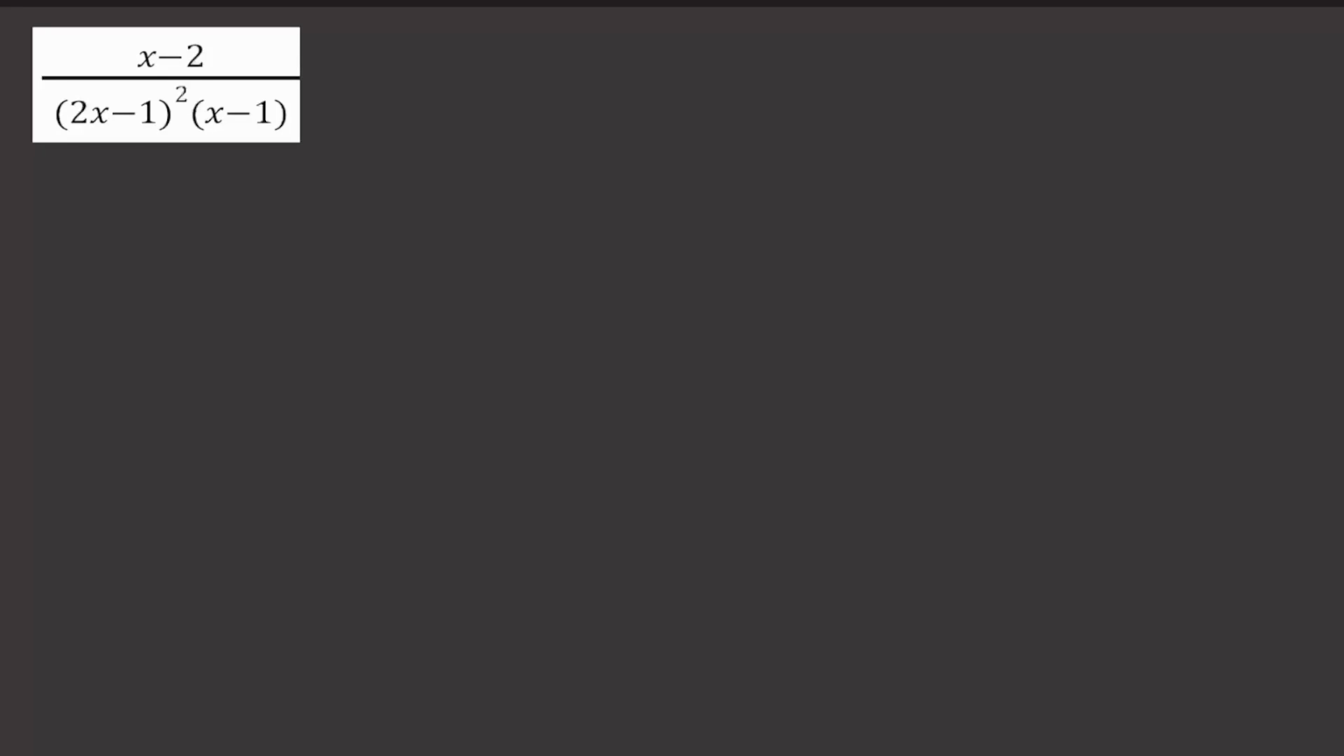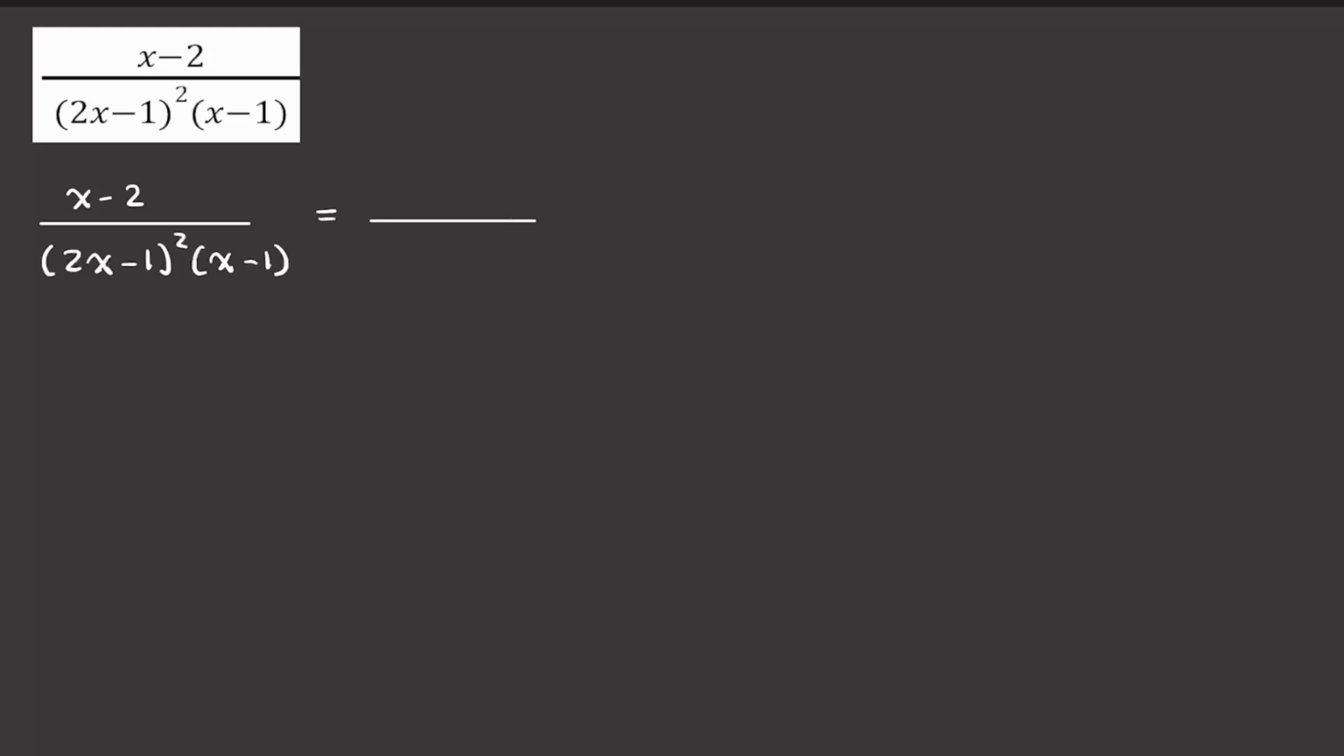So these problems will be applying the partial fraction decomposition, but this time we have repeated factors. Whenever we have repeated factors, the way we set up the problem is we have x minus 2. Now notice this problem is already given in factored form: 2x minus 1 squared times x minus 1. The first thing is they're all linear factors, so we know that on the numerator we're going to have just constants.